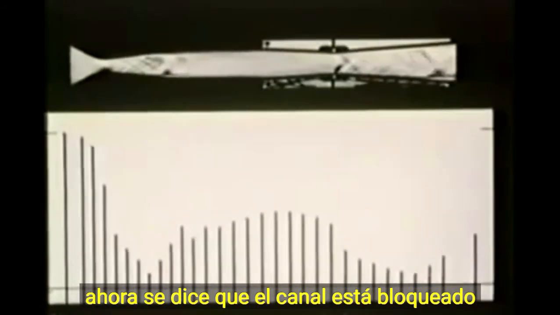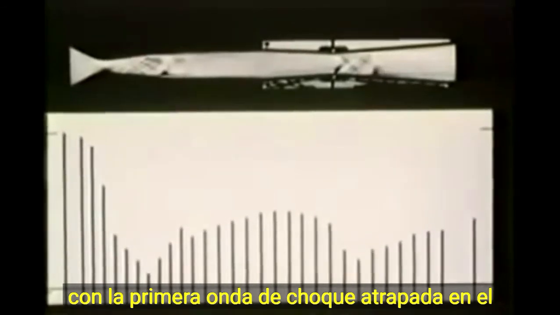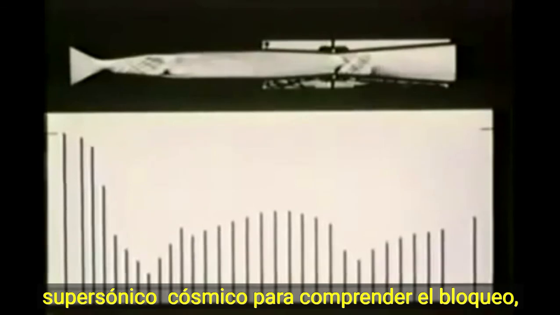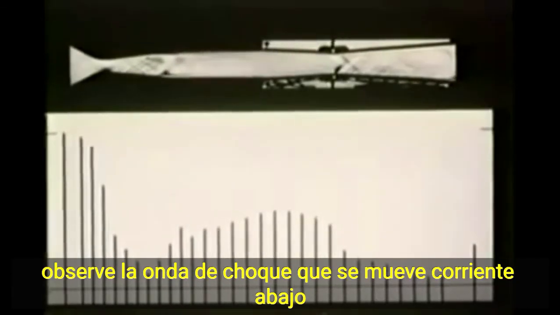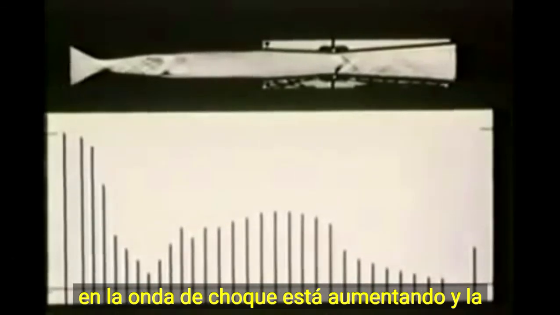The channel is now said to be blocked, with the first shock wave trapped in the supersonic nozzle. To understand blocking, watch the shock wave moving downstream to higher Mach numbers. The dissipation in the shock wave is increasing, and the downstream stagnation pressure and density are decreasing.